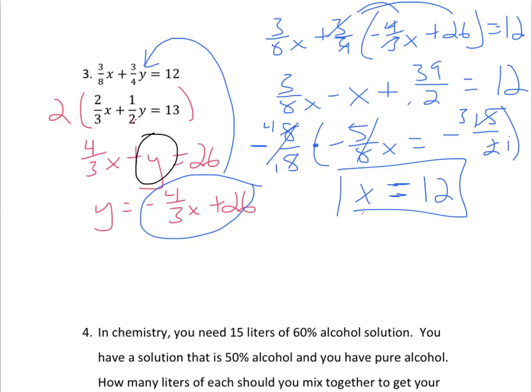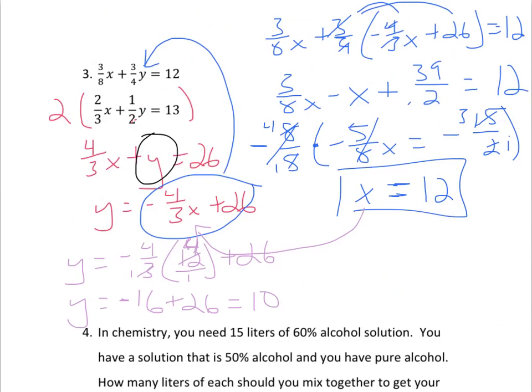Now, once you get the x, plug it back in, find out what y is. So y equals negative 4/3 times 12 plus 26. All right, to get our y here, y equals, you should have negative 16, because the 3, this is like 12/1. 3 goes away and becomes a 1, 12 goes away and becomes a 4. Okay, so you should have negative 16 plus 26, which equals 10.